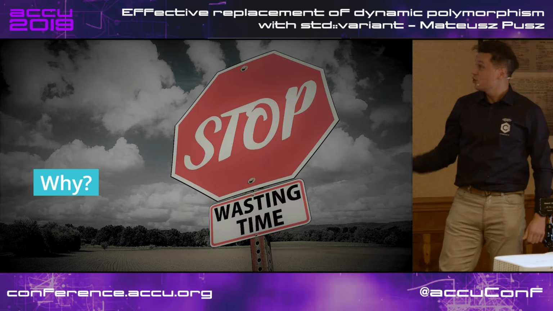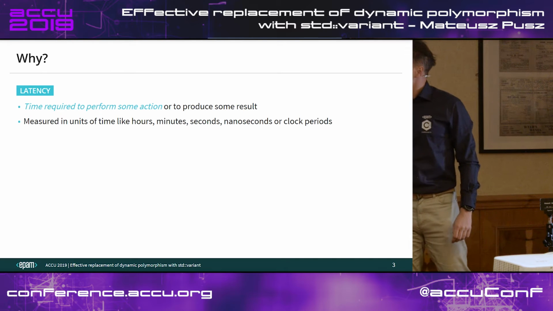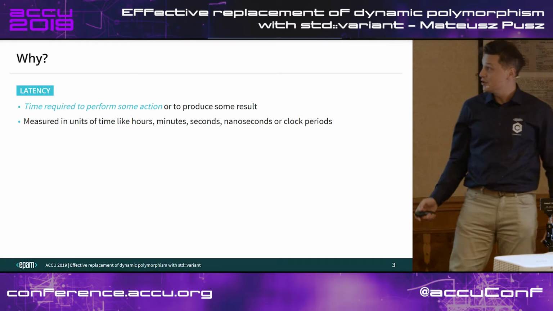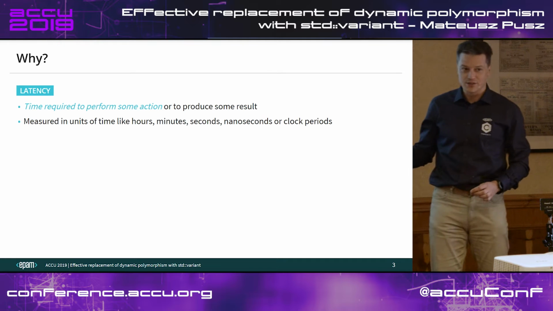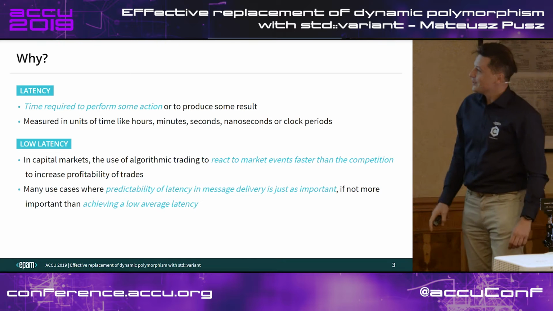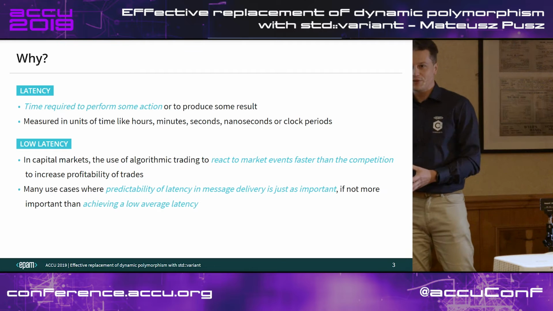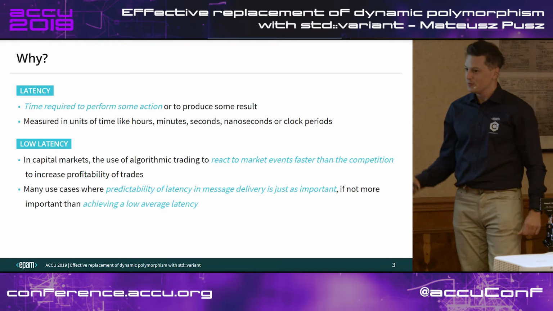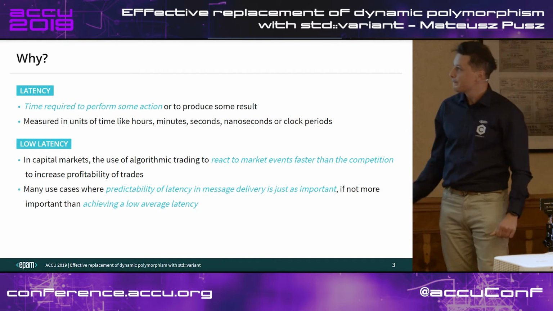But first, let's talk about why we are talking about this today. What is latency? Latency is the time needed from stimuli to the response of some system or some operation. It's measured in units, like hours, minutes, seconds. Low latency is the way we achieve and beat our competition. If you are faster than the competition in the finance domain, the project gets more money, because people come to us to trade and get money for them.